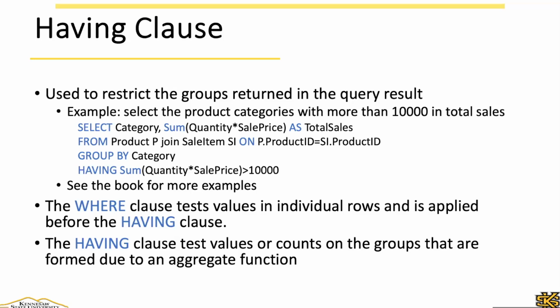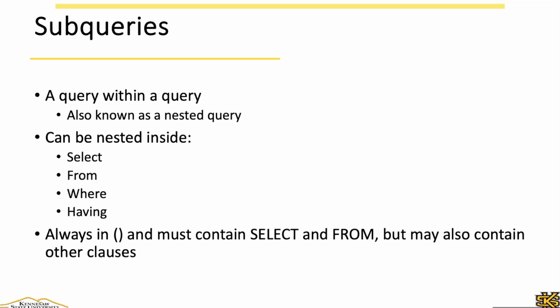It is important to know the difference between the where and having clauses as well. The where clause tests values in individual rows and is applied before the having clause. On the other hand, the having clause tests values or counts on the groups formed by aggregate functions. As seen in this example, the condition in the having clause applies to the results of the sum function within the select statement. Now it's time to dive into more complex queries known as subqueries.